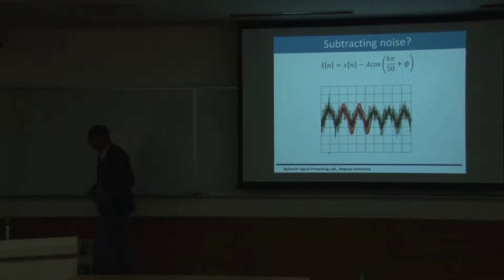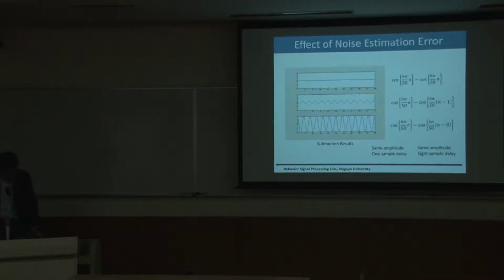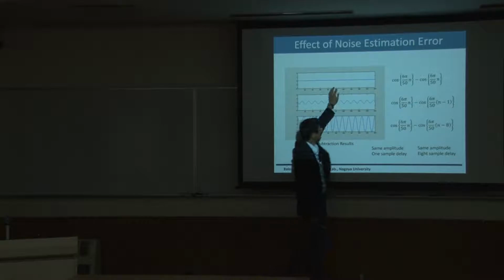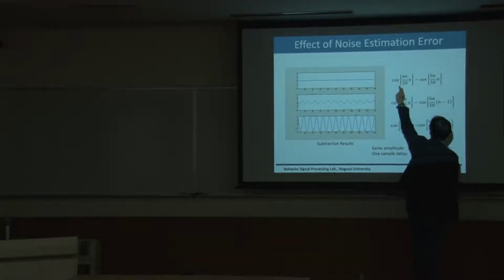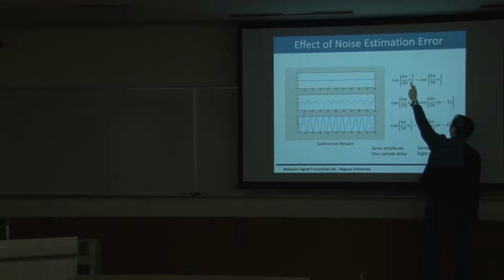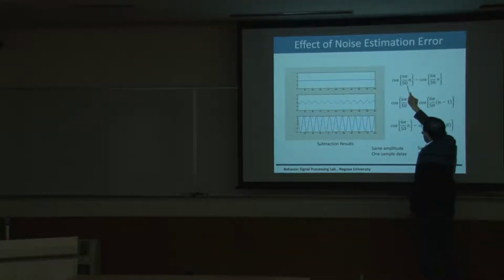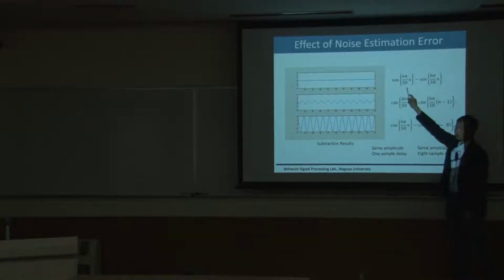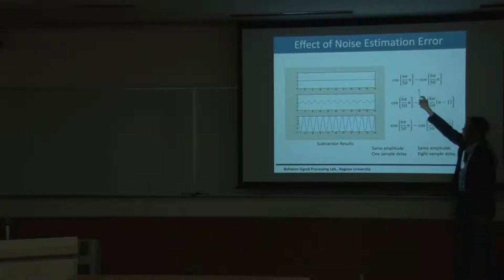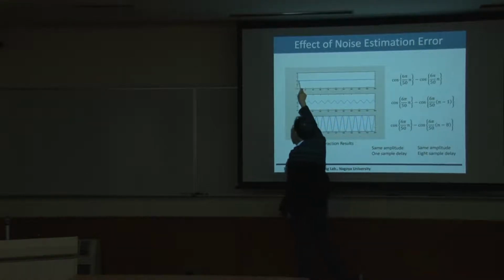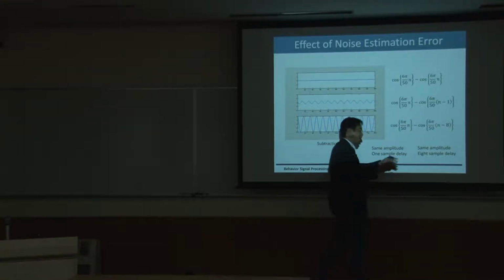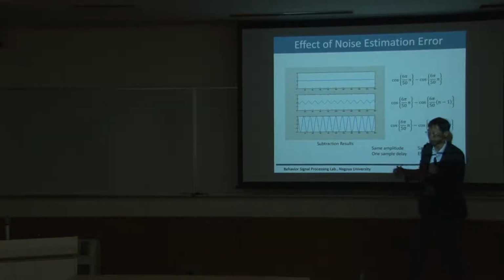All we need to do is to estimate the accurate amplitude and accurate phase. And that is very difficult, probably more than you think. So this is an example. You see, there are two sinusoidal signals, cosine 6 pi over 50n. If you subtract the same signal from the original signal, of course, the output is 0, regardless of the time, because we subtract the same thing from the original.